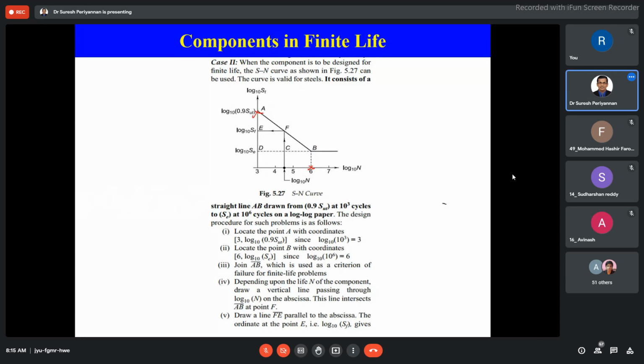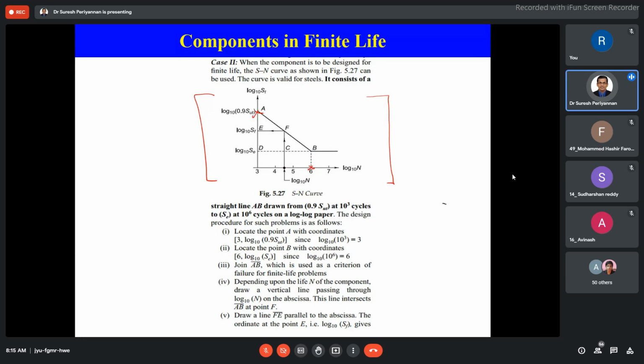Now I know the number of cycles. We already got the result, the experimental data, the standard data. This is the standard curve from the experiment. Now I have the component in practical application. I know how many stress cycles the component has completed. Based on that, I can draw the line. First, we have to draw the line AB. That is the standard value.